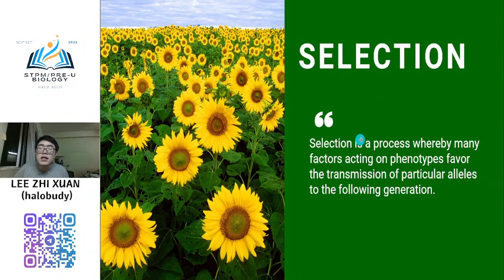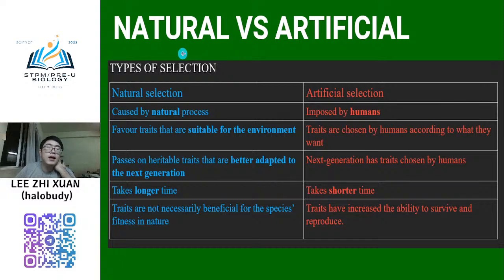So normally this is not easily observed in a short time. Normally you need to observe for a very long time. Normally it is 100 years, within 100 years or even more than 100 years. Normally you need to observe the history of the organism. So as I already mentioned, we have two types of selection: natural and artificial.